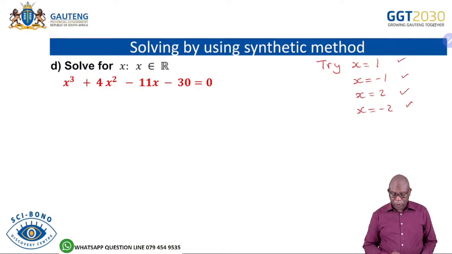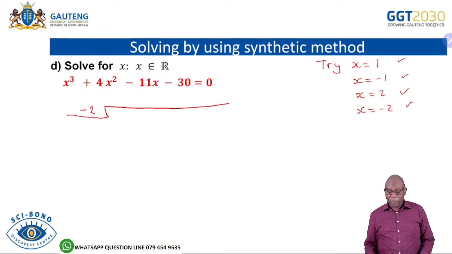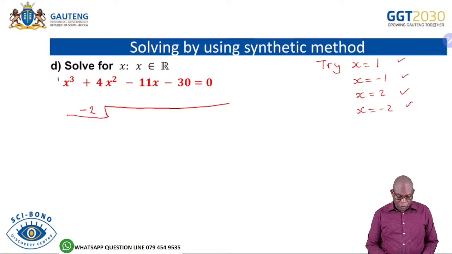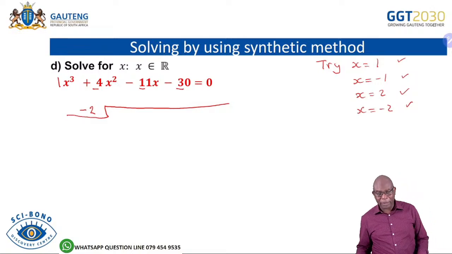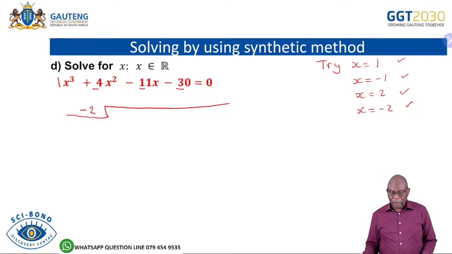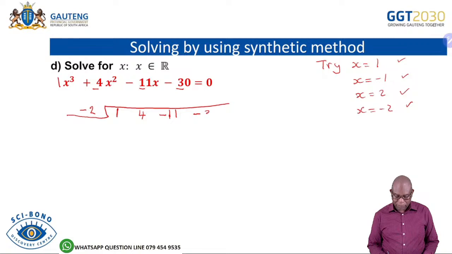We're going to say we have 2, -2. I'm going to use -2, so I'm just going to draw this. In this case, I don't write the x. Now I'm going to write down the coefficients, just the coefficient with its sign. So the coefficient of x cubed is 1. The coefficient of x squared is +4. This one is -11. That other one is -30.